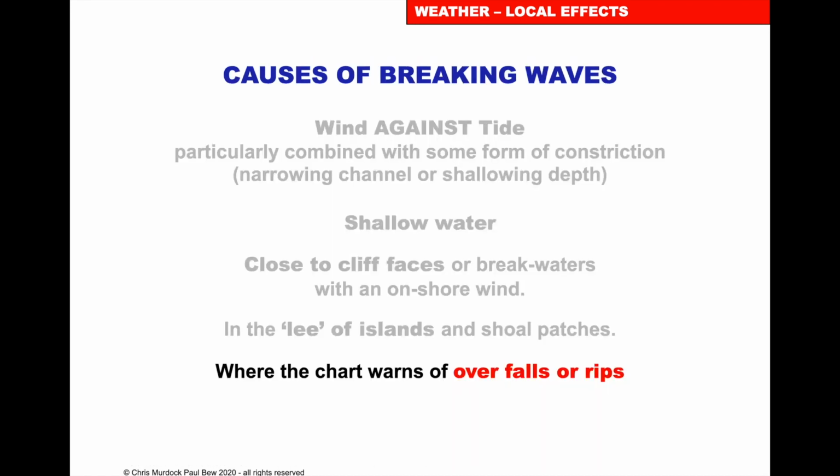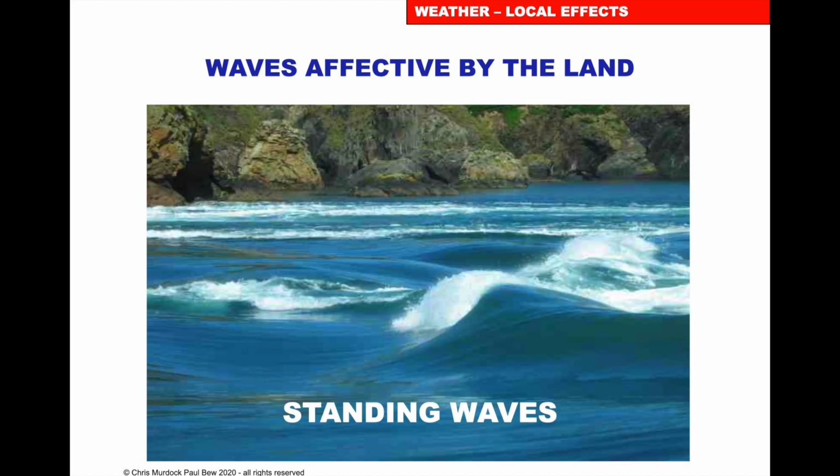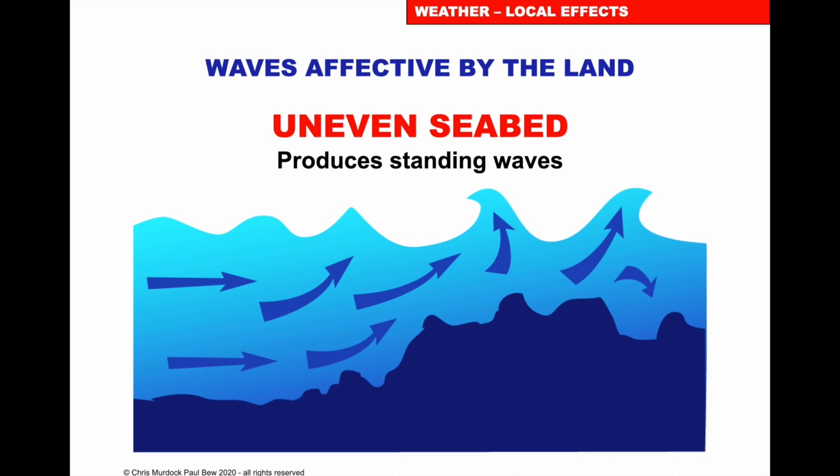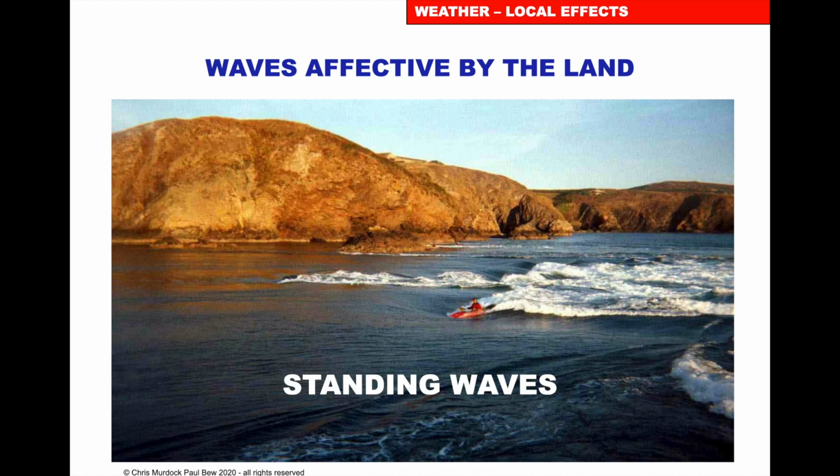Where the chart warns of overfalls or rips, we'll get standing waves. This is uneven seabed, so as the water goes across the uneven seabed, it will chop the waves up, and we'll get something like this. We can get standing waves around the coast of the UK. I think this is the southwest of England. We can get them off the top of Anglesey, in the Menai Straits, and in Scotland, the famous one, the Corryvreckan, where we get standing waves.